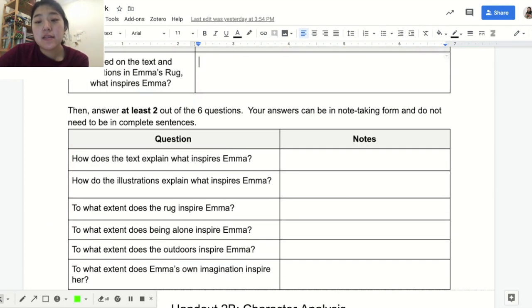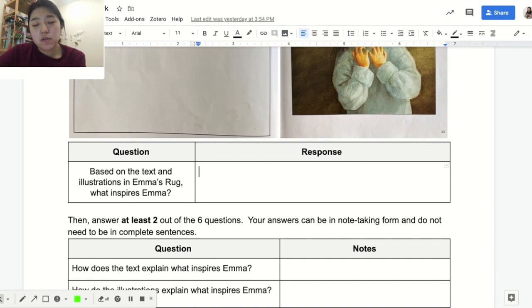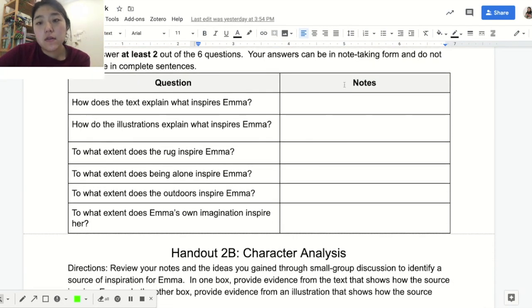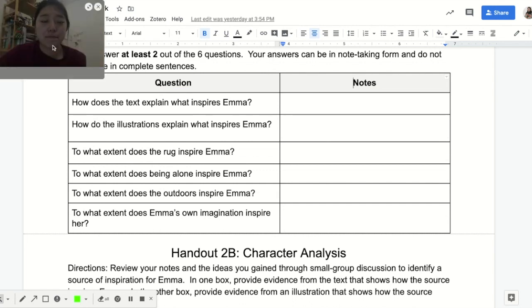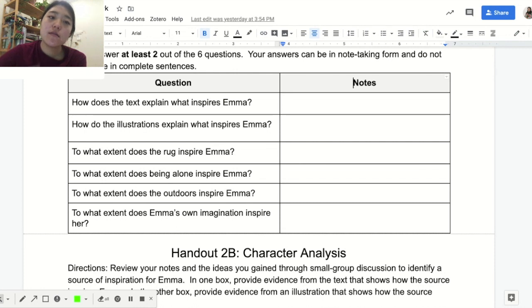Okay. Now, this next part 3, I want you to answer at least 2 out of the 6 questions. So these answers don't need to be in complete sentences. Your other 2 responses do, but notice how it says notes here. So now you can just write ideas that you have, okay? So reading the questions out loud to you, how does the text explain what inspires Emma? How do the illustrations explain what inspires Emma? To what extent does the rug inspire Emma?